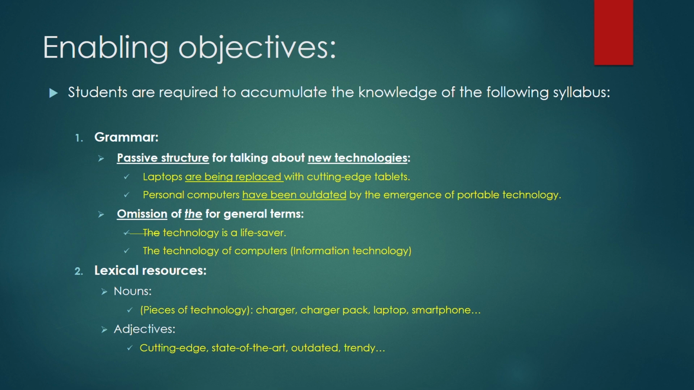Also, for general terms, normally we omit the. For example, technology is a lifesaver is correct. However, the technology is a lifesaver is an incorrect sentence because technology is a general term and we are generalizing. This is not a good idea to use the before technology in this case. So it is absolutely essential to focus on the use of the and its omission in case there is a general term such as the word technology in here.